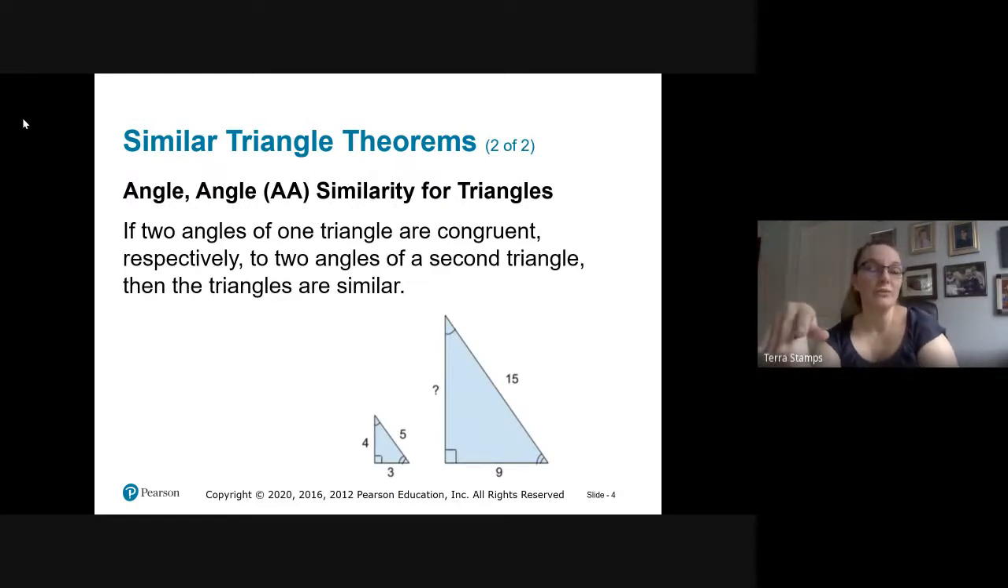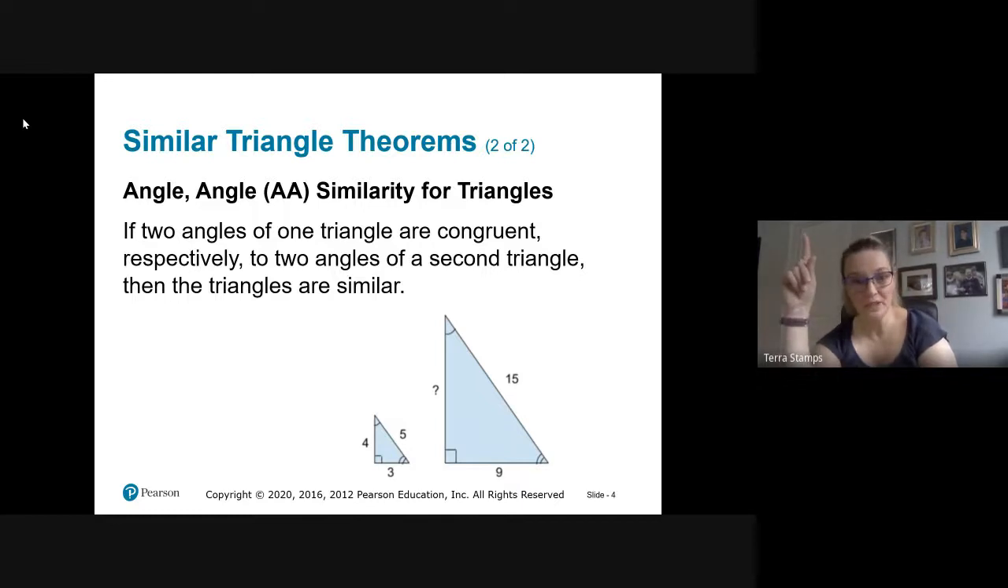The most popular one that we talk about is the angle angle. We don't have to say angle angle angle. Typically we use 3 letters, right? We don't have to use the third one because it's a triangle. So we know if 2 angles are the same, we're guaranteeing the third one is, because the sum of the angles in a triangle is always 180. So if 2 angles of one triangle are congruent, respectively, in that order, to 2 angles of a second triangle, the 2 triangles are similar.